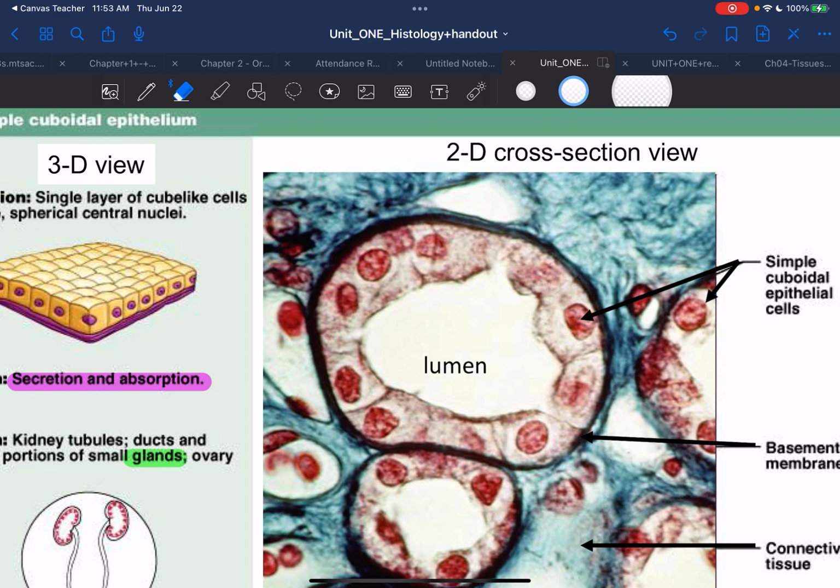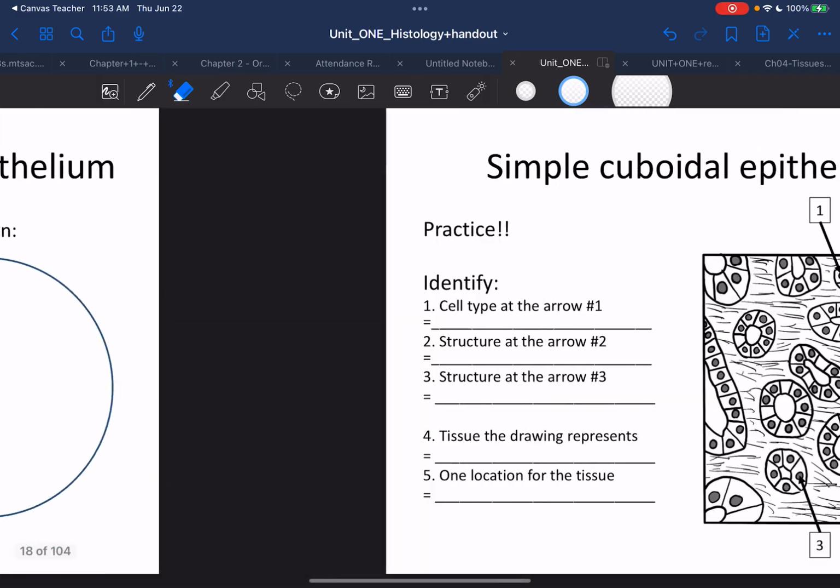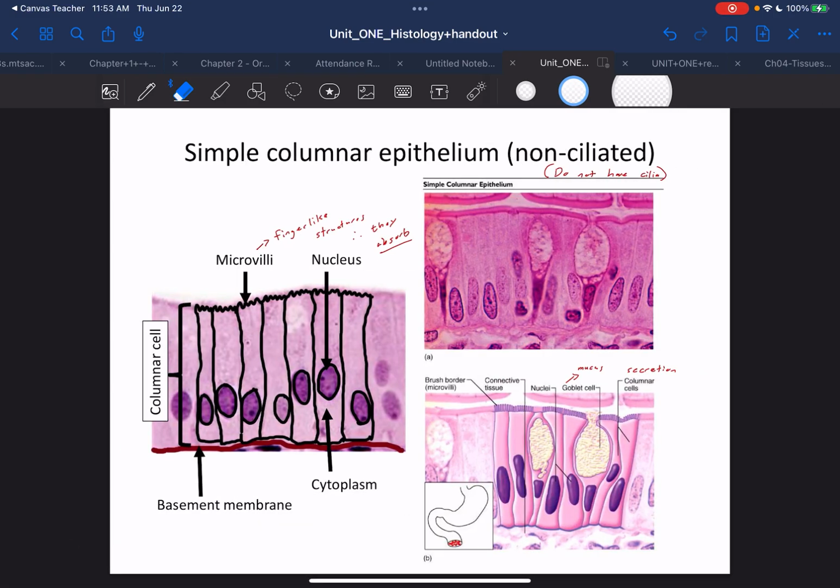If we say here the lumen, so what side is this part of the cell? The apical side of each one. The apical side of this cell, the apical side of this cell, the apical side of this cell. And so what's the side of this side called? Basal. What about this side? Basal. And so the basal side will always be attached to the basement membrane. And no matter what cells we look at, it is always going to be the same thing.